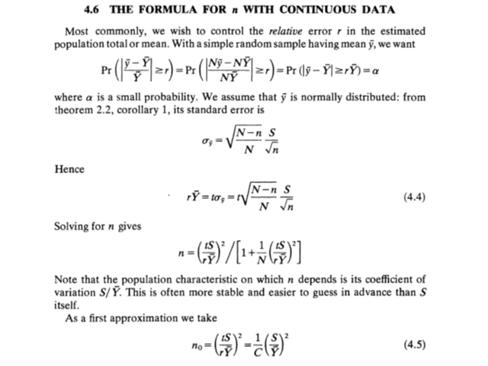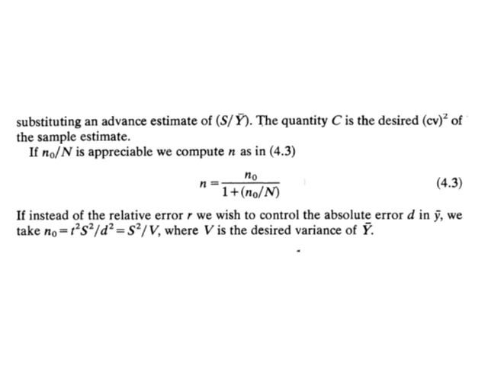Note that the population characteristic on which n depends is its coefficient of variation, s over y bar. This is often more stable and easier to guess in advance than s itself. As a first approximation, we take n naught equal to (t s over r y bar) all squared, equal to 1 over c times (s over y bar) all squared, substituting an advance estimate of s over y bar, where c is the desired CV squared of the sample estimate. If n naught over N is appreciable, we compute n as in 4.3: n equal to n naught over 1 plus n naught over capital N.